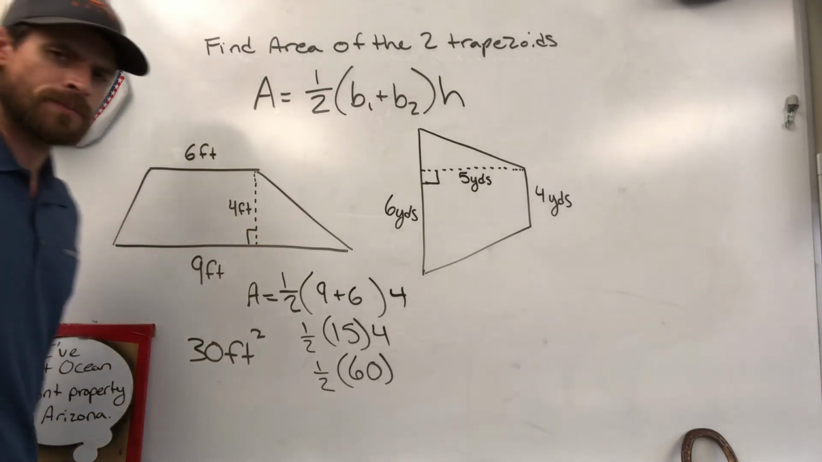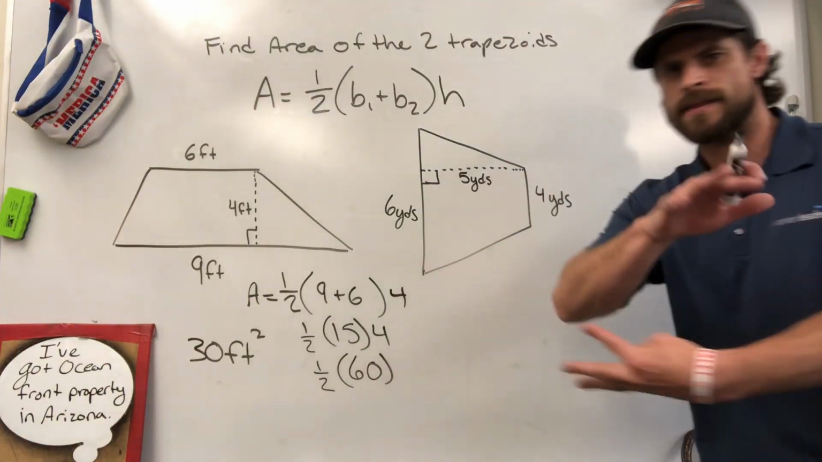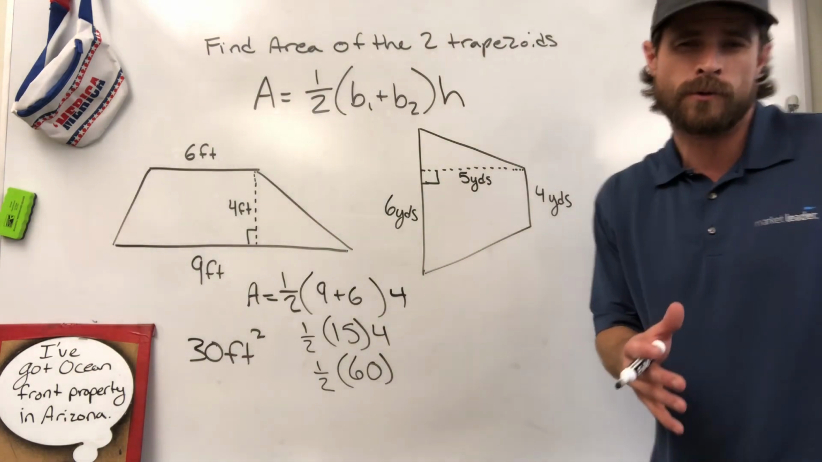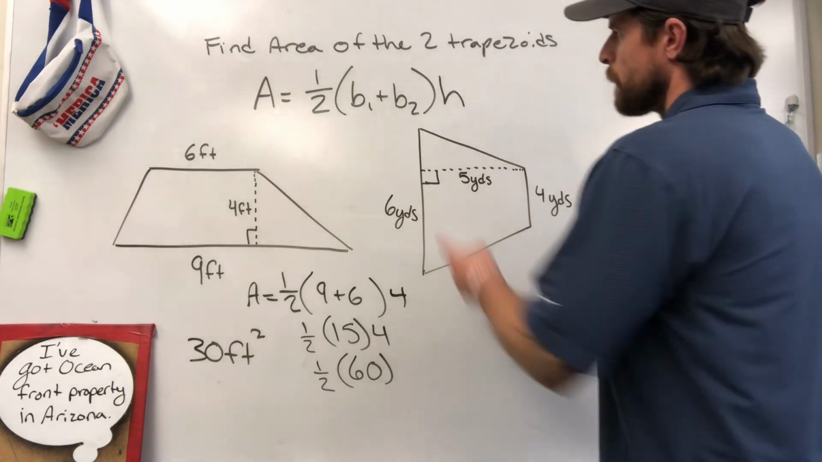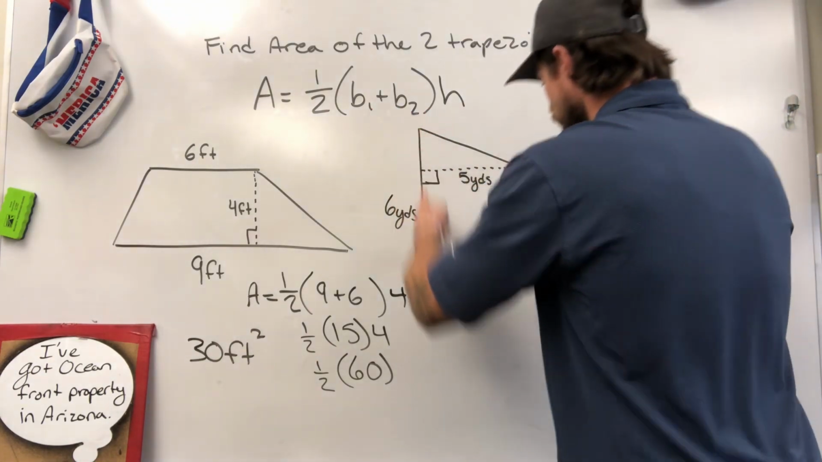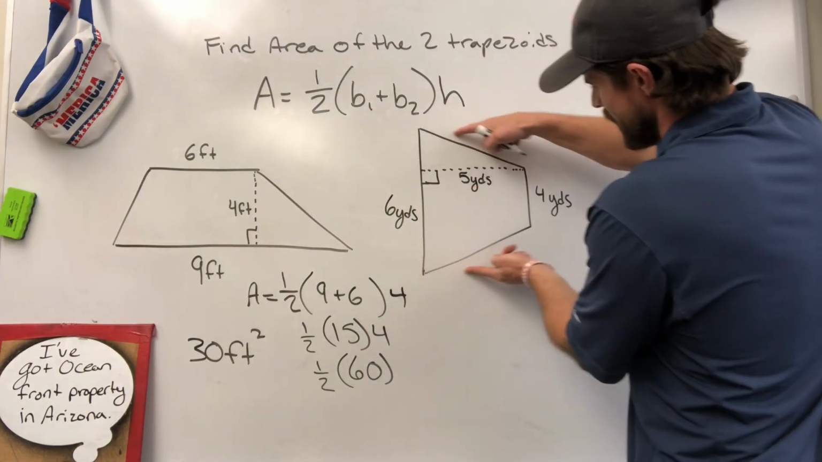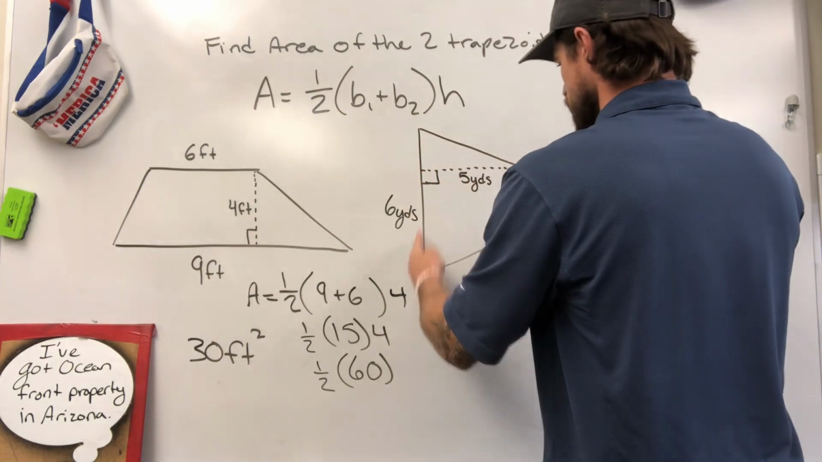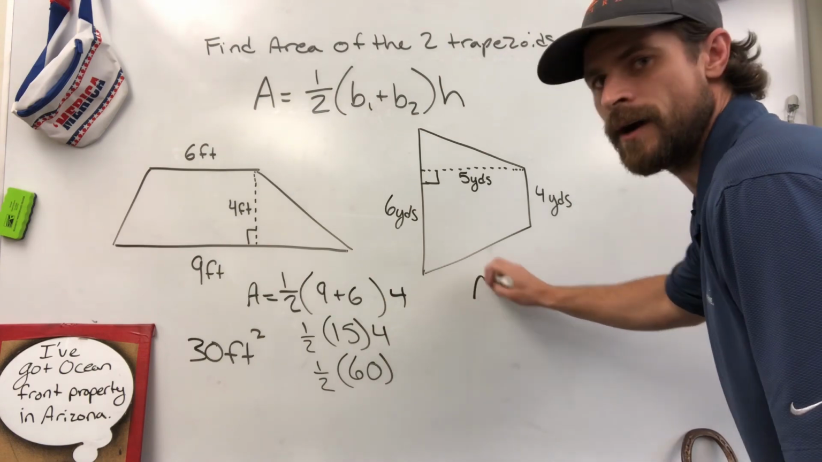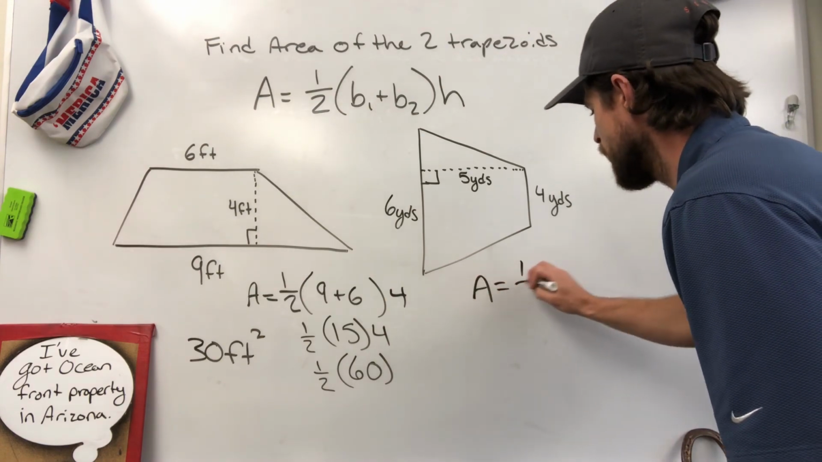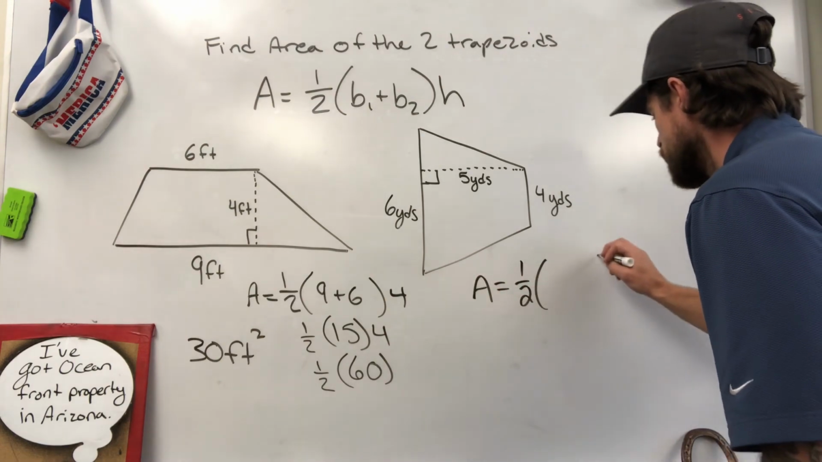Now we go over to this one, which becomes a little bit more challenging because we turn that thing on you and the height's a little bit more difficult to determine what it is. But if you listen to what I said at the beginning of the video, our bases are always our parallel lines. These lines are not parallel, so our bases have to be these. That's 6 and 4, so we're just going to write that same formula out. A equals 1/2 times base 1 times base 2.